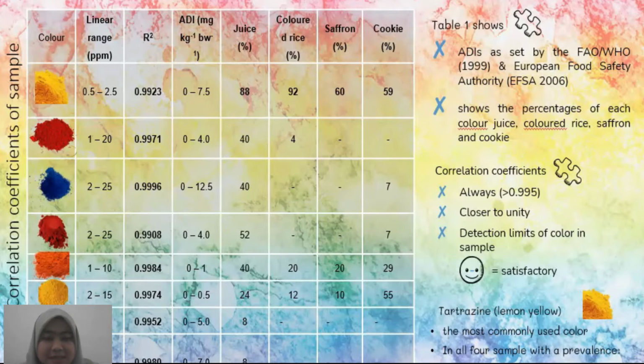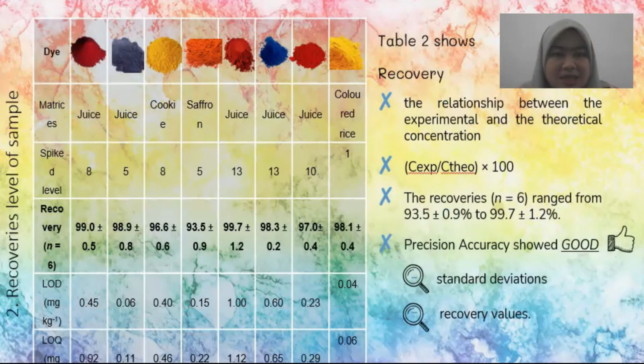In this experiment, we can see that tartrazine, which is lemon yellow, with a mean concentration of 56 plus minus 39.9, was the most predominantly used color. In Table 2, we can see the relationship between the experimental and the theoretical concentration. To find the exact recovery level of the sample, we take the concentration of the experiment over the concentration of the theoretical times 100.